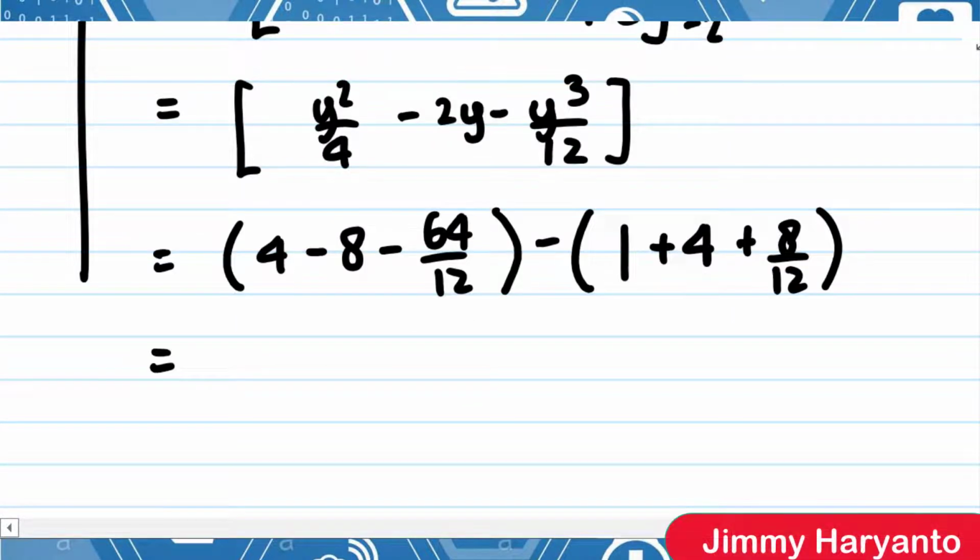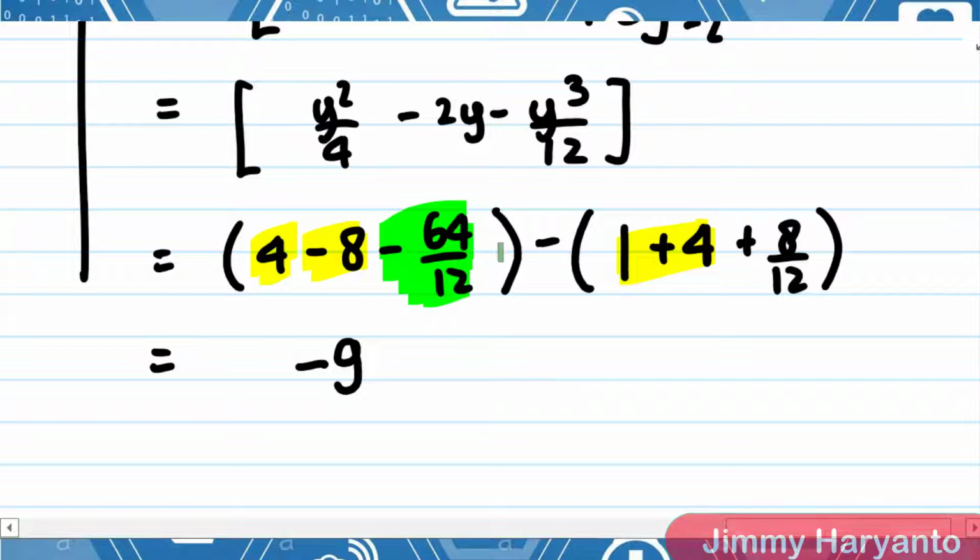Okay, now let's calculate this. 4 minus 8, negative 4. This one is 5, negative 4, and then minus 5, negative 9. Oh, this looks suspicious. Yeah, so okay, never mind, just continue.